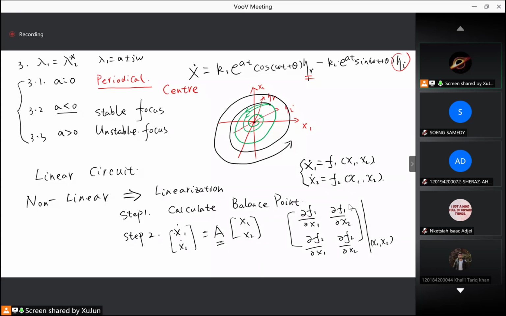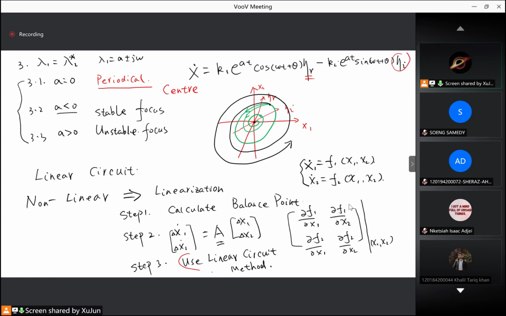This x1, x2, we can treat it as a small signal, delta x1, delta x2. Then step 3: use the linear circuit method to analyze.